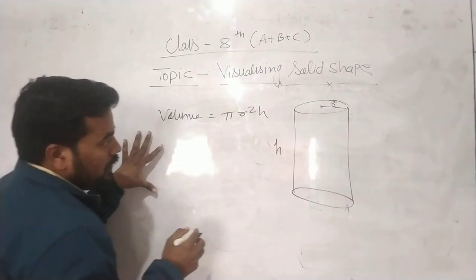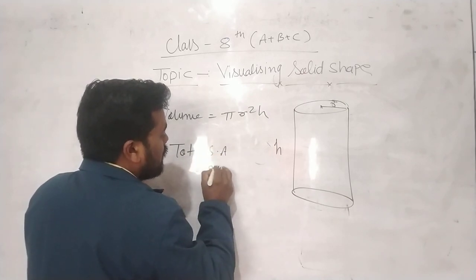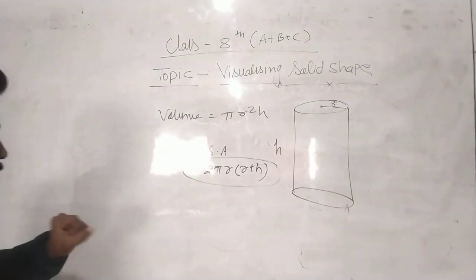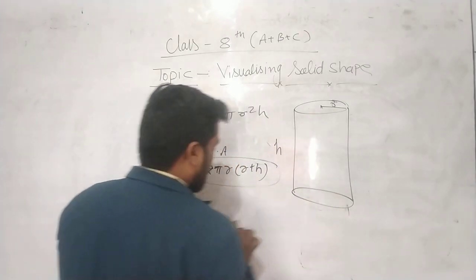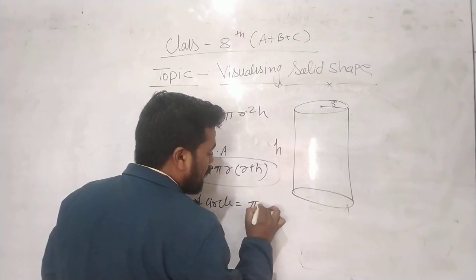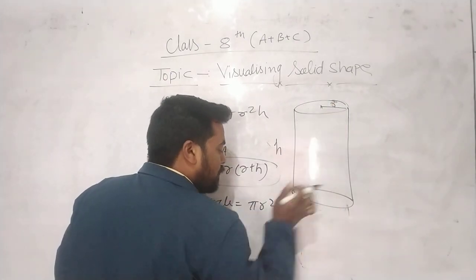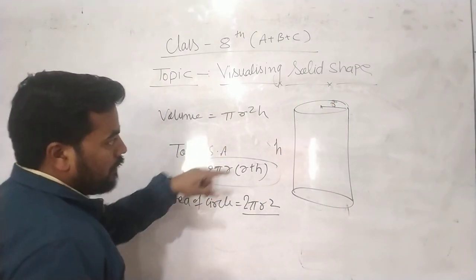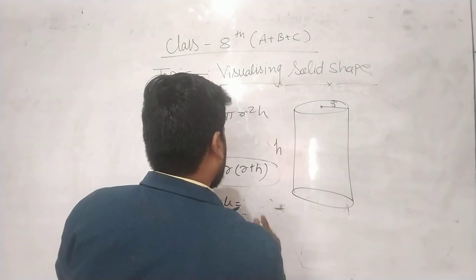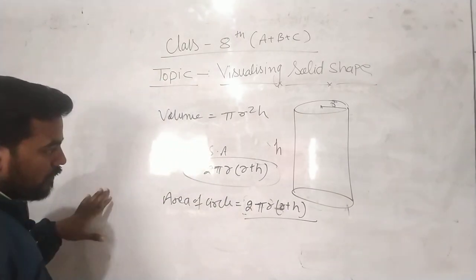Okay, and total surface area is equal to 2 pi r in the bracket r plus h. But 2 pi r in the bracket r plus h, how will you find it? You know that there are 2 circular ends, and the area of a circle is equal to pi r square. There are 2 circular ends, so the area of 2 circles means 2 pi r square. Okay, and one is height. So 2 pi r h. That's why the formula of total surface area is 2 pi r in the bracket r plus h.